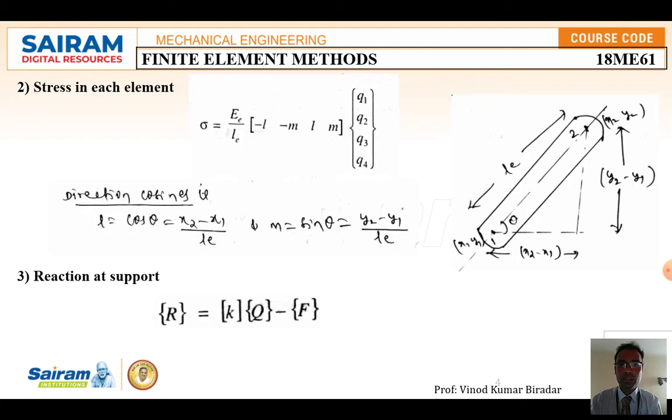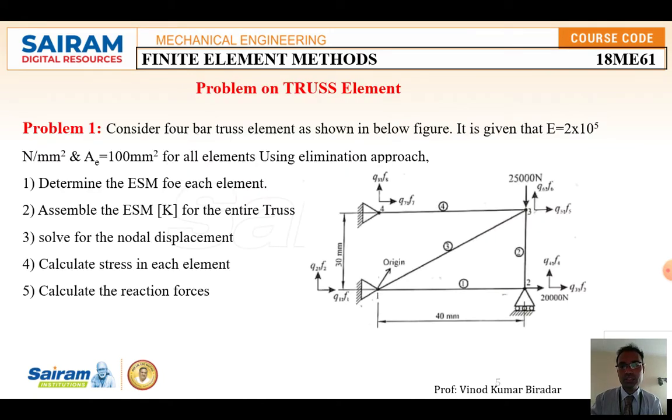The next one is the stress in each element, which is equal to Young's modulus divided by length, times minus l, minus m, l, m, multiplied by the displacements. These are the displacements related to node number 1. Each node has 2 degrees of freedom, so here 1, 2, 3, 4. This is how to calculate the stress for this element. The direction cosine is the same: l is equal to cos theta, that is final node minus initial node divided by length of element. The reaction is R is equal to KQ minus F. So these are the three formulas you have to remember.